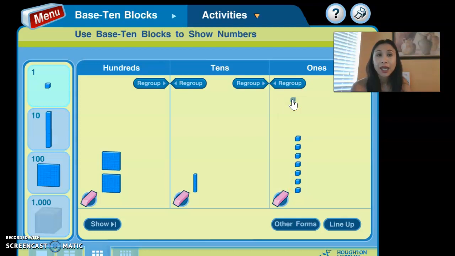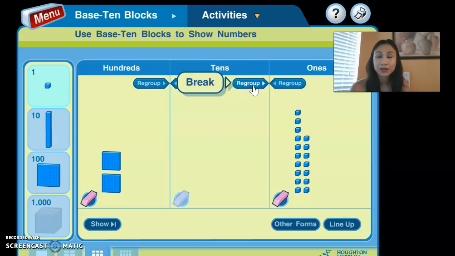To do that, I can only go next door to the 10s place. I cannot go to the 100s place. I can only go one place over, which is the 10s place. And I see that there are 10 units next door. So I'm going to regroup. I'm going to take this one rod.